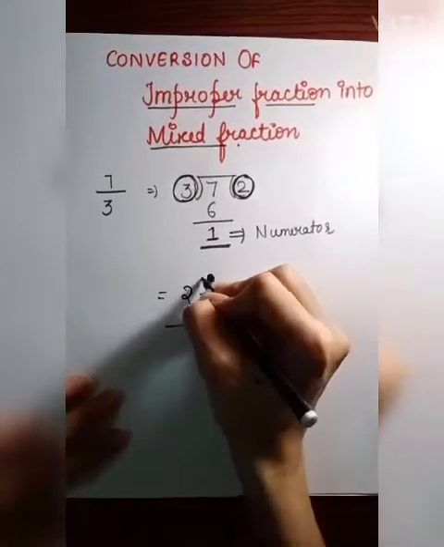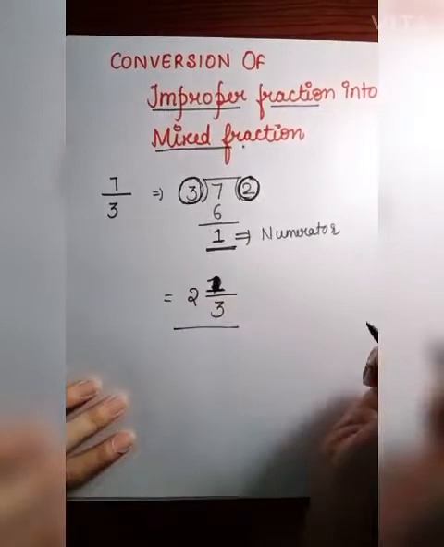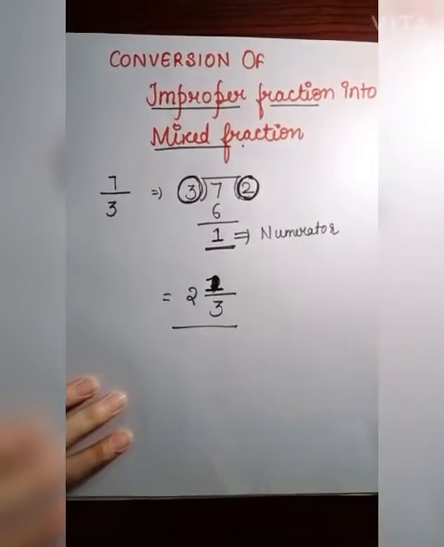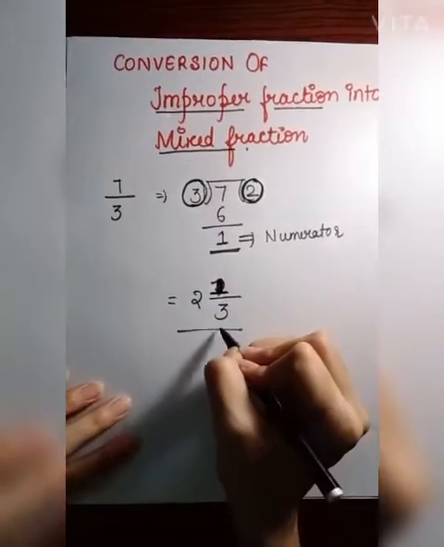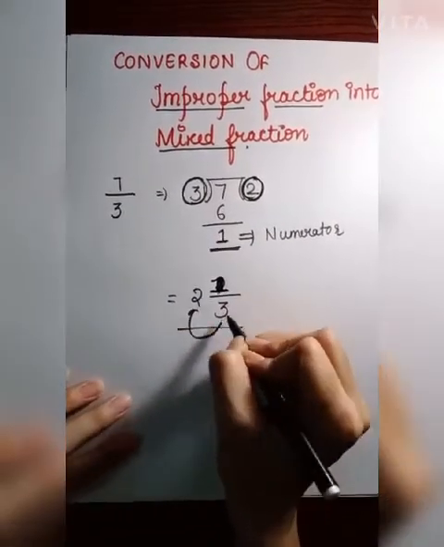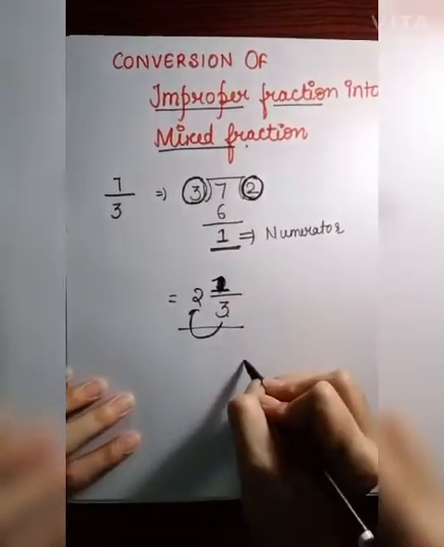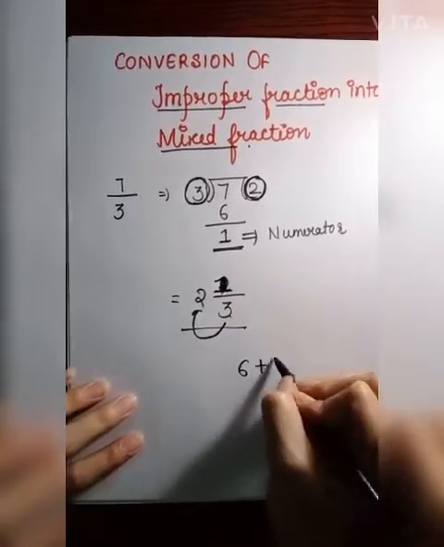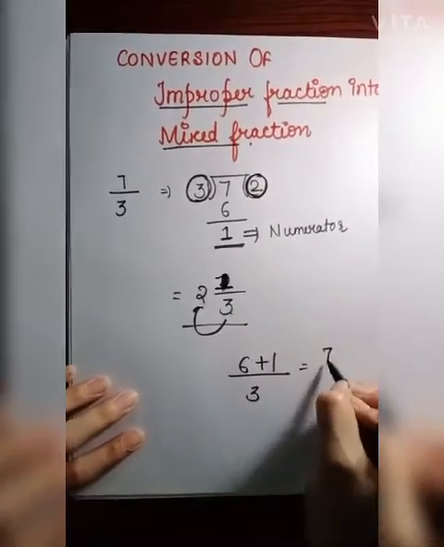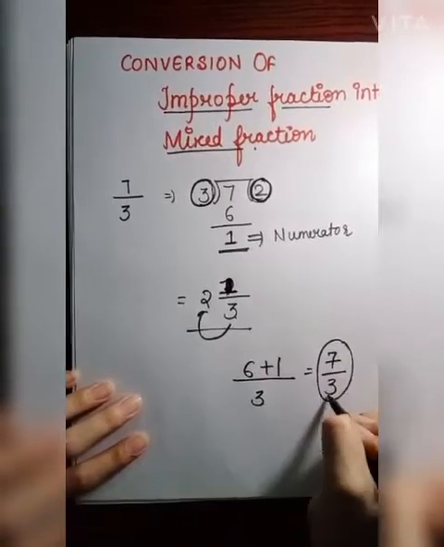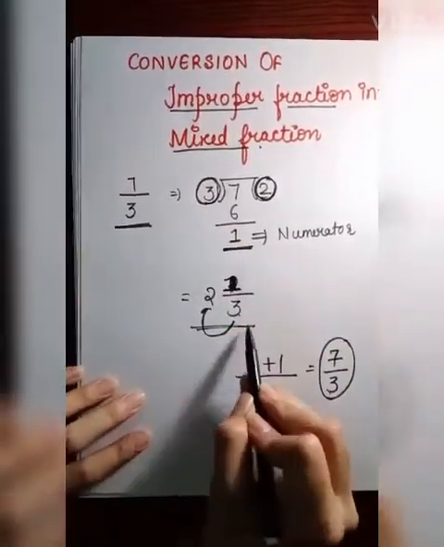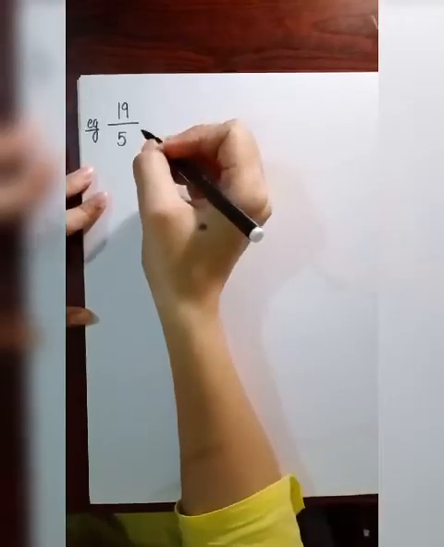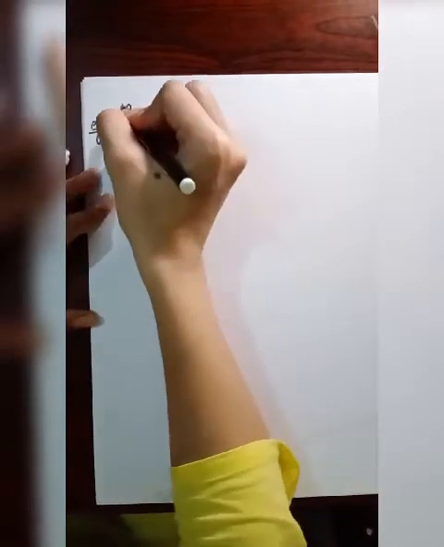Now let's check whether our conversion is right or not. How have we converted mixed fraction into an improper fraction? We have first multiplied these two terms, which is 6, and added 1 to that. This is our improper fraction, and here we have done the conversion correctly. Let's see another example.